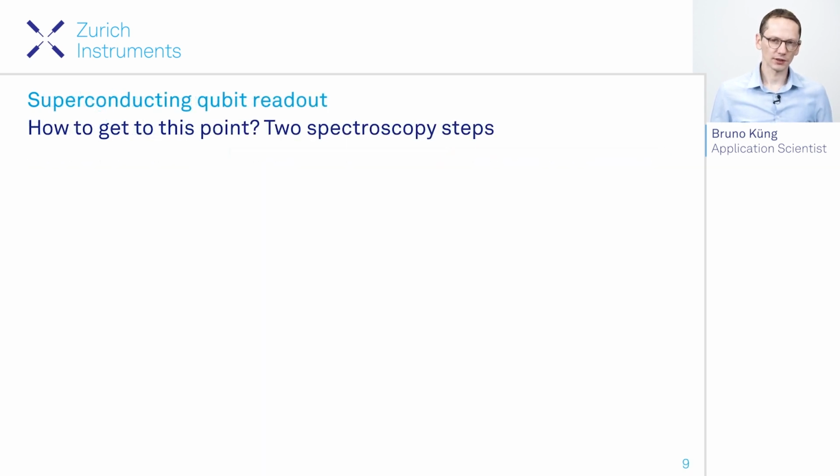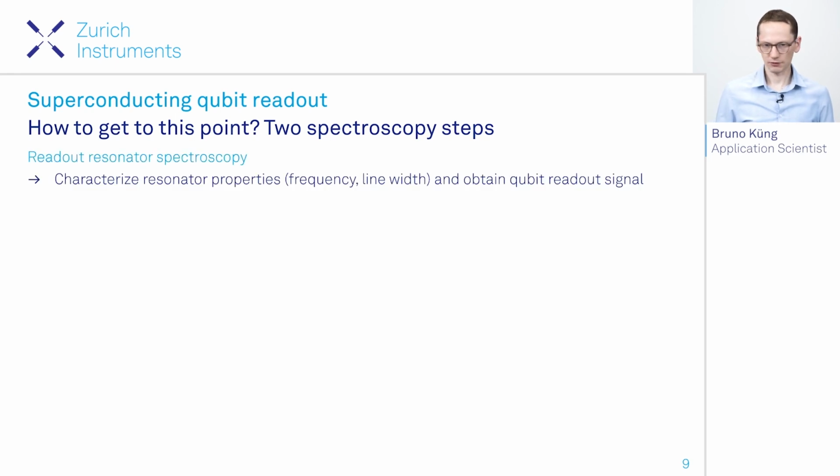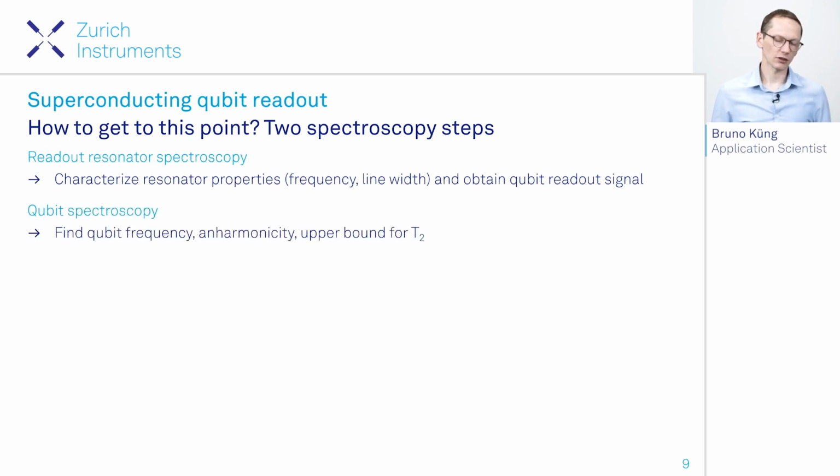To get to this configuration, we need to do 2 steps in spectroscopy. The first is the resonator spectroscopy, where we just characterize the basic properties of this readout resonator, frequency and linewidth, and get things ready to have a basic qubit readout signal. And then in qubit spectroscopy, we find the qubit frequency, which is the most important parameter, but then there are also the anharmonicity or an upper bound for the T2, which we can obtain from the qubit spectroscopy.